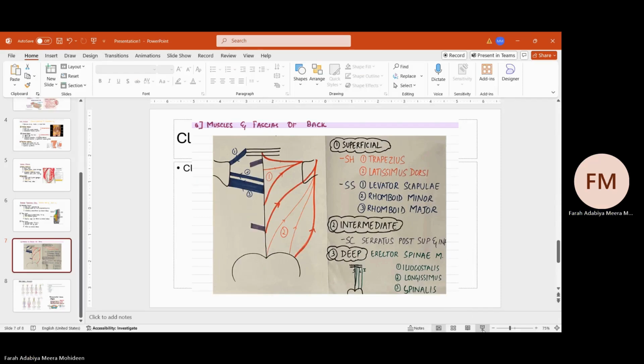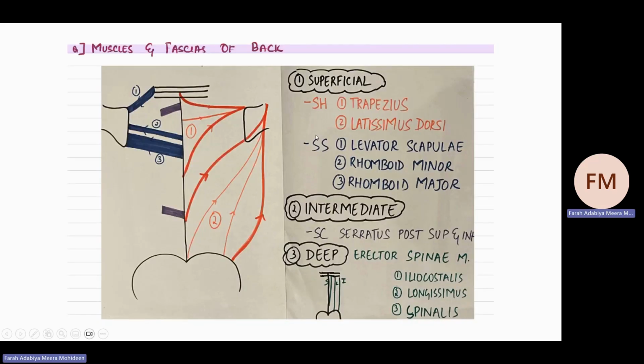Now, we have the second group of muscles, which is your spinoscapular muscles. So all of these three muscles basically originate from your spine and they insert into your scapula. The first muscle, levator scapulae, originates from the transverse processes of C1 to C4 vertebrae, and inserts into the medial border of your scapula in the superior part, right? And the function is, again, given in the name itself. It's to elevate your scapula.